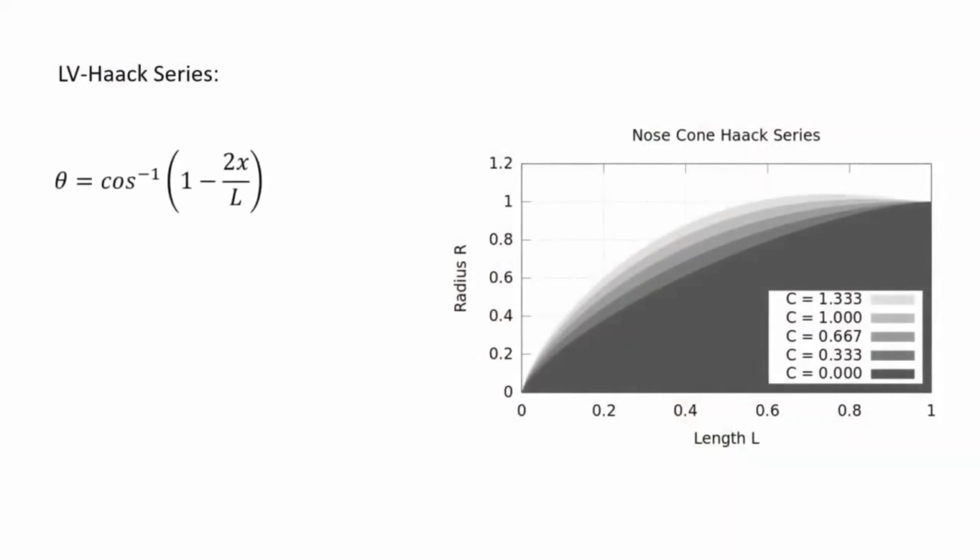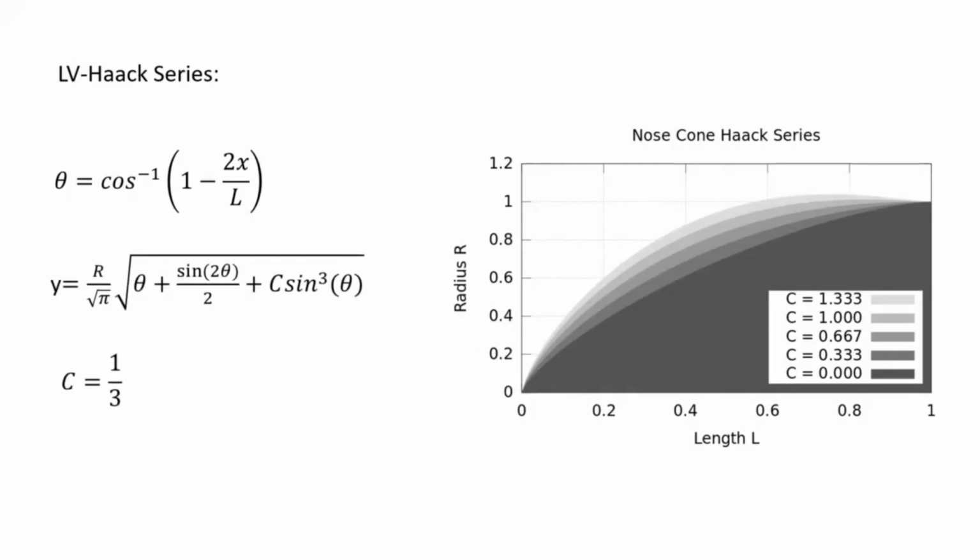The shape of the hub was an LV hat that is defined by this equation. The LV shape is given when C is equal to 1/3 and is the optimum drag for a given volume and length, allowing us to keep the hub as small and as lightweight as possible.